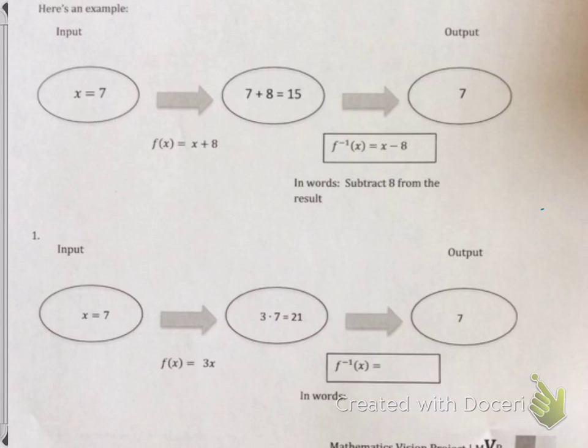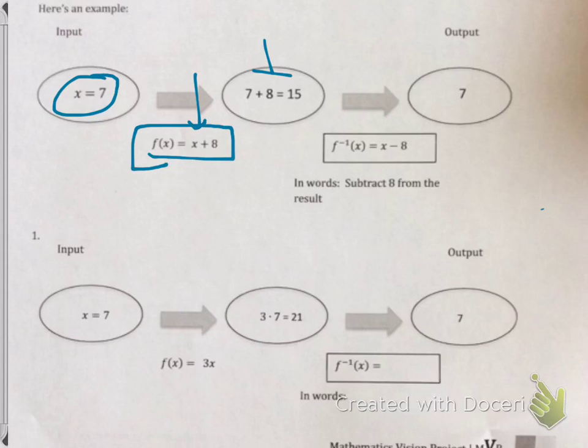Okay, so here's our first example. If we take the number x, which in this case we're going to say x equals 7, and we put it through this function right here, the function tells us to put 7 in place of the x, so we'd have 7 plus 8. We would get the number 15. Well, how do I get back to the number 7 from doing that? If I added 8, what I'm going to do to get it back is subtract 8, because subtract 8 is the inverse operation to add 8.